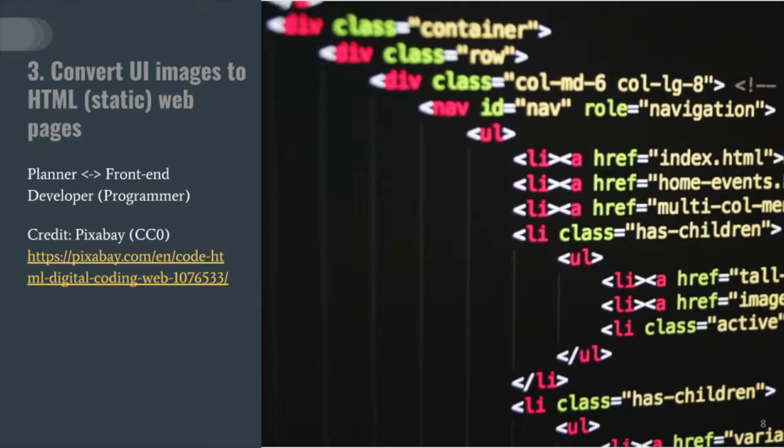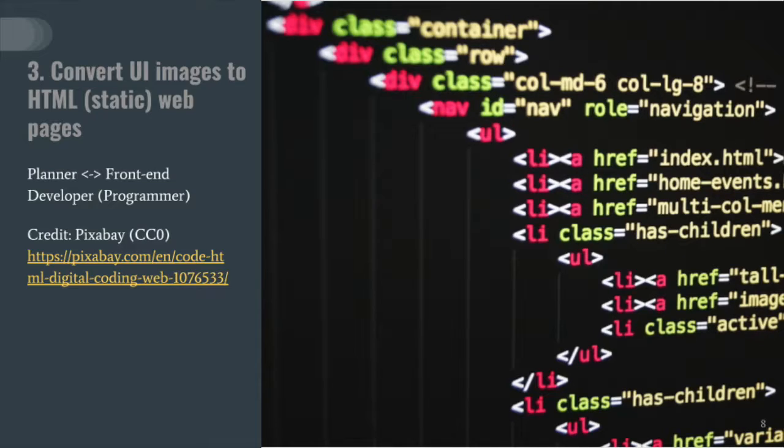The third step is converting these UI images to HTML code. In this step, you need help from your front-end developer. Front-end developer is a very popular position now in the web industry. Front-end developer is one kind of programmer who uses HTML code to transform UI images into static web pages. The HTML code should look like this picture. Front-end developer needs to be very familiar with HTML, CSS, and JavaScript to create web pages.